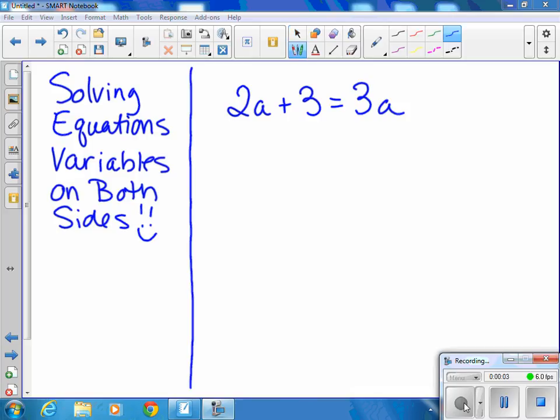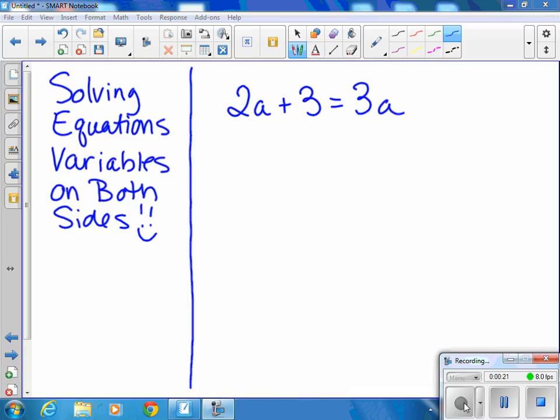Okay, today we're going to talk about solving equations. We're still doing solving equations, I should say, but this time we're going to have variables on both sides of our equation. And obviously, in order to be able to solve this, we need to have all my variables on one side and all the constants on another side.